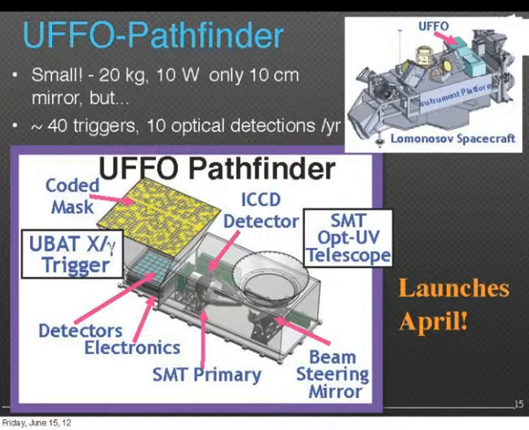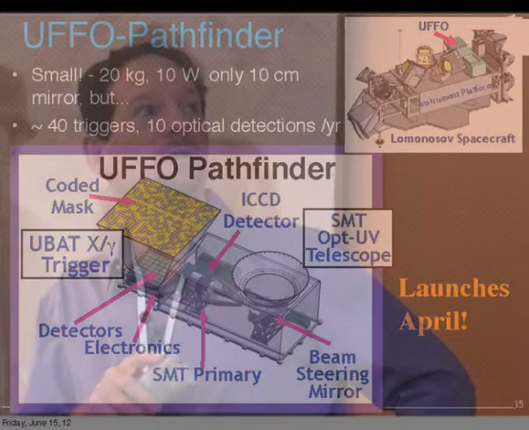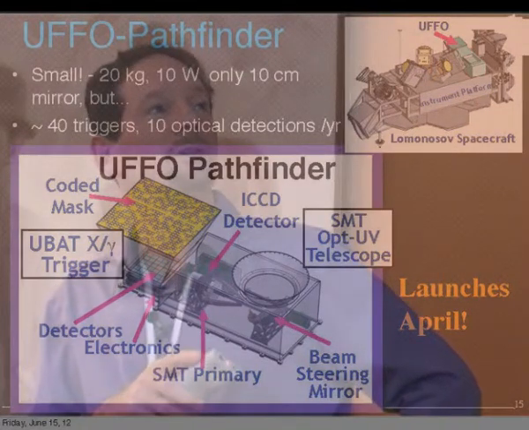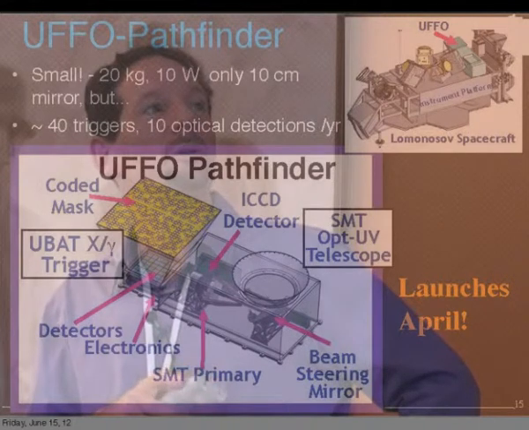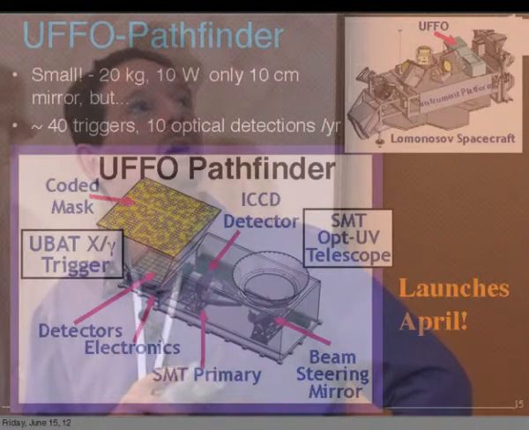It has a coded mask camera, just like kind of a micro Swift. It has a beam steering mirror and an optical path goes out that sun shield there. There's some electronics, the detector plane, the primary mirror, our ICCD detector, and our beam steering mirror.